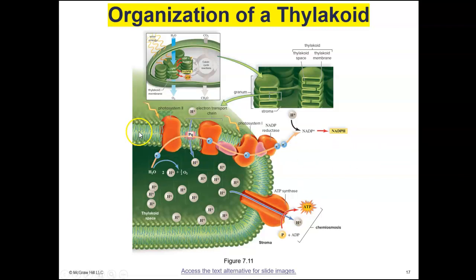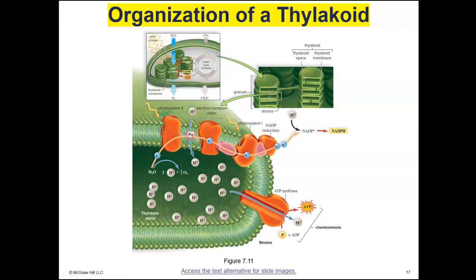Now, what we're looking at here is a thylakoid membrane. Notice it is green. Here's our thylakoid membrane. And we have all of these large orange molecules that are proteins within the membrane, kind of like the plasma membrane proteins, only these are found in the thylakoid membrane. And we have some pink molecules that serve as electron carriers.